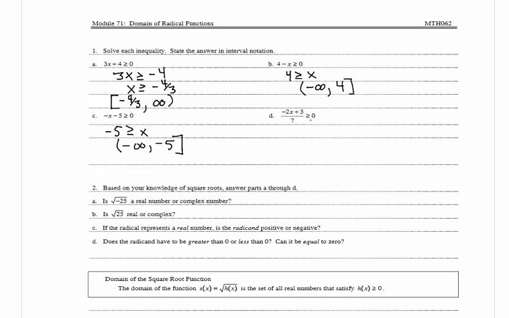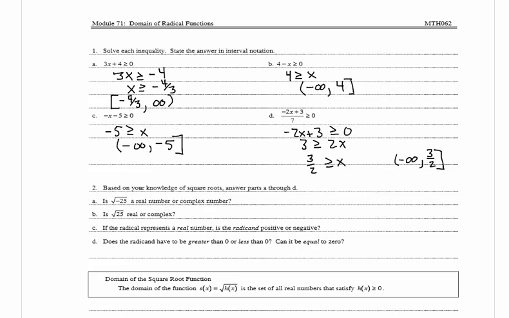And the first thing I'm going to do is multiply both sides by 7, and I get negative 2x plus 3 is greater than or equal to 0. And now I'm going to add 2x to both sides, so I have 3 is greater than or equal to 2x. And now we're going to divide both sides by 2, and we get x is less than or equal to 3/2. So in interval notation, we would have from negative infinity to 3/2.